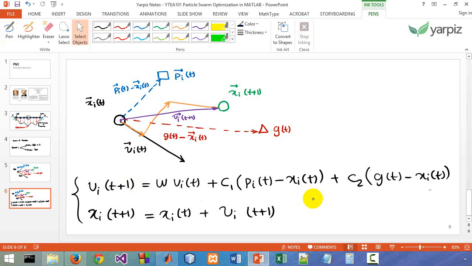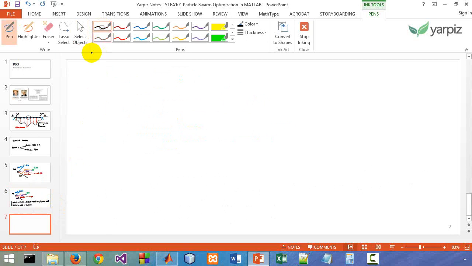However, these equations are simplified versions of the mathematical model behind the standard PSO, and some considerations are necessary to complete the equations. The standard PSO is as follows. The equation for updating the velocity of particles is as follows. Vij in time step t plus 1. This denotes the velocity of particle i in time step t plus 1 and the j's component of this velocity. And this is a scalar value.